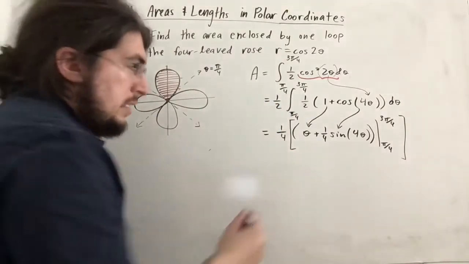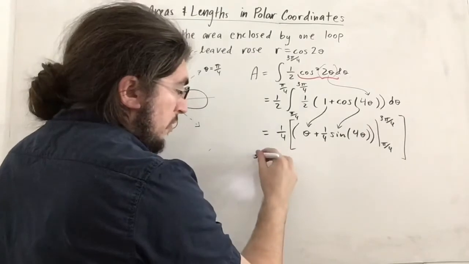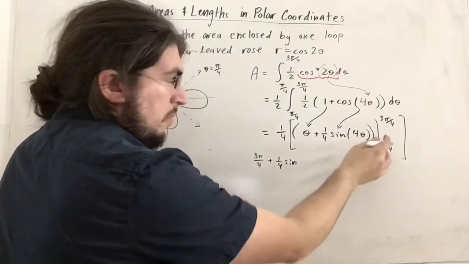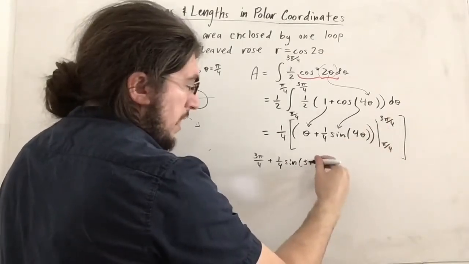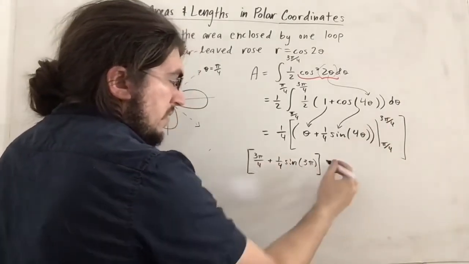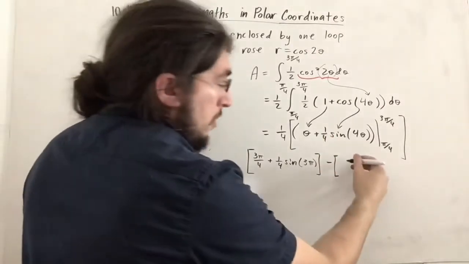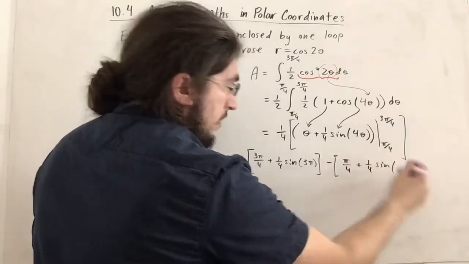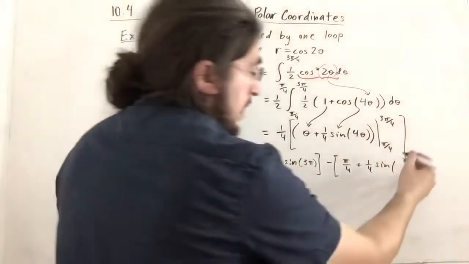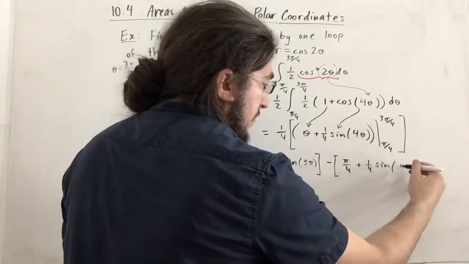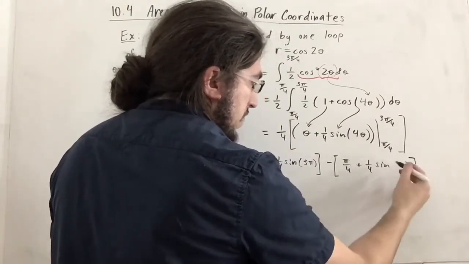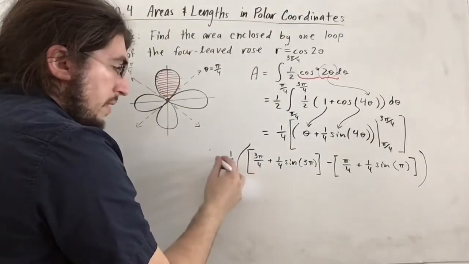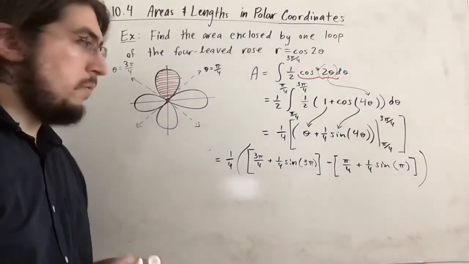So let's plug these things in. Plugging in 3 pi over 4 gives us 3 pi over 4 plus 1/4 sine of 4 times 3 pi over 4, which is just 3 pi. Okay, so that's the first evaluation. Minus plugging in pi over 4, we get pi over 4 plus 1/4 sine of 4 times pi over 4, which cancels the 4 and just leaves us with sine of pi. And that ends that evaluation. Perfect. And then after we handle this, we can multiply that result by 1/4, and we're good.